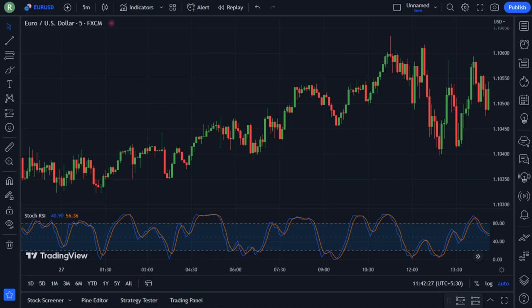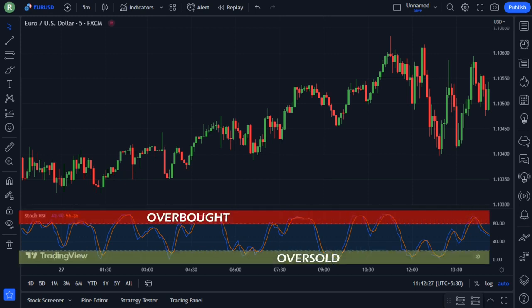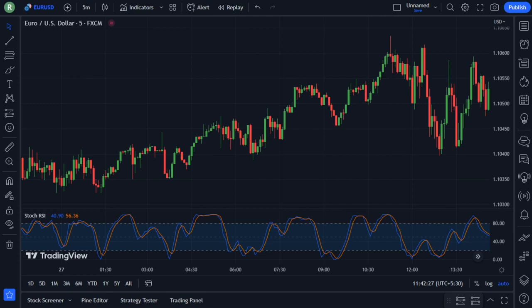If you don't know how the StochRSI indicator works, let me give you a short explanation. Like the RSI, StochRSI cycles between overbought levels above 80 and oversold levels below 20. The StochRSI reaches these levels much more frequently than the RSI, as a result of which, it provides more trading opportunities. It moves within the range of 0 to 100.